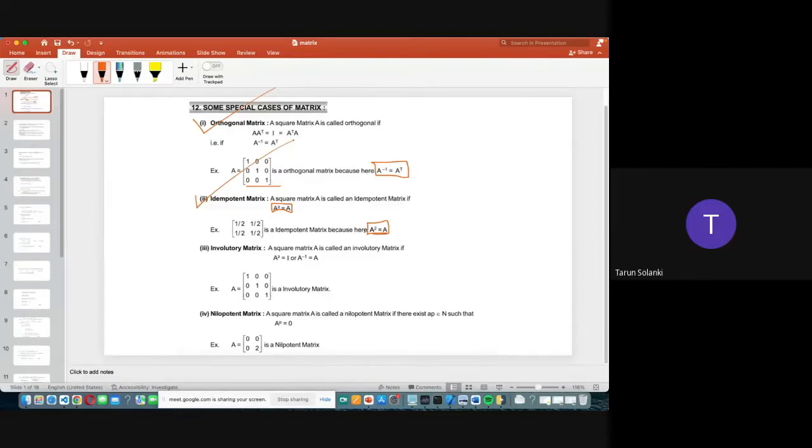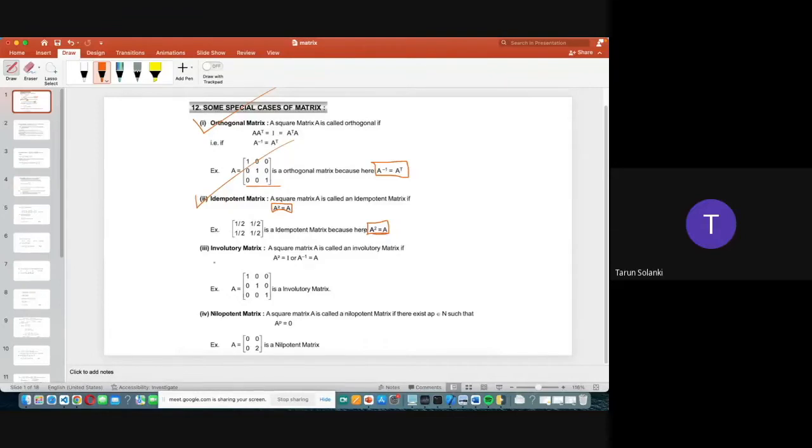An example is given: the matrix 1 0 0, 0 1 0, and 0 0 1, which is an involutory matrix. Because when you take the inverse, you get the same matrix, or when you take A square, you get the I matrix.